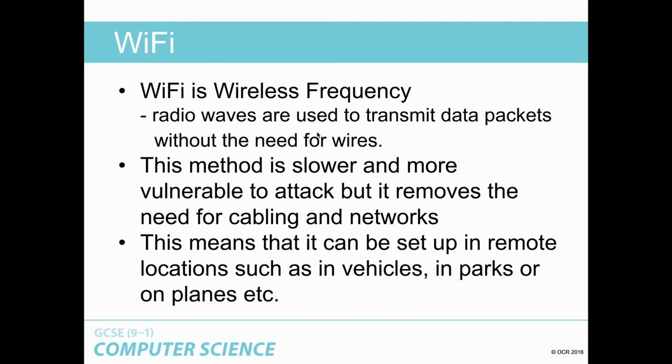So Wi-Fi stands for wireless frequency. If I were you, I'd do some research on where Wi-Fi comes from, but as far as I know, it's just a made-up thing that doesn't really stem from anything. But wireless frequency is good enough for us. Radio waves are used to transmit data packets without the need for wires. This method is slower and more vulnerable to attack, but it removes the need for cabling and networks. This means that it can be set up in remote locations, such as in vehicles, in parks, or on planes, etc.